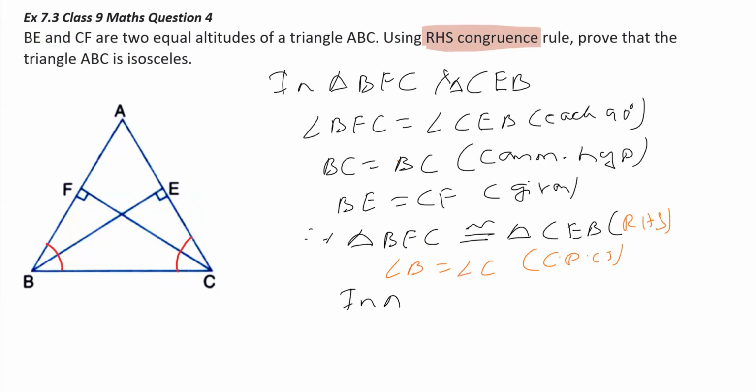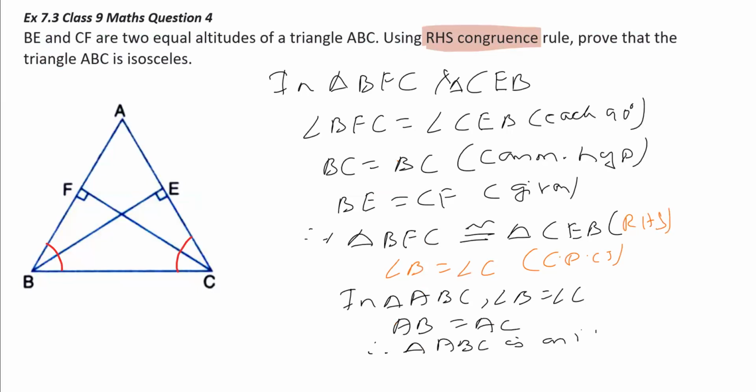So we'll again consider the larger triangle, that is triangle ABC. We have angle B is equal to angle C. As you know, when two angles are equal, then the sides opposite to these two angles are equal. So the sides opposite to these two angles are AB and AC. Therefore, we can say this triangle ABC is an isosceles triangle. And that's how this question can be proved.